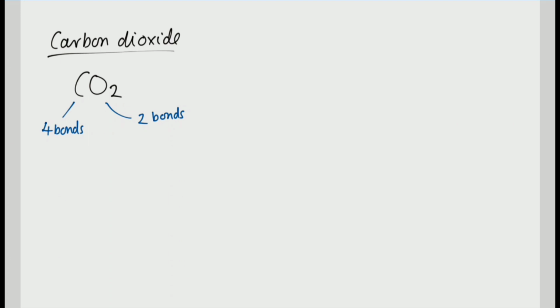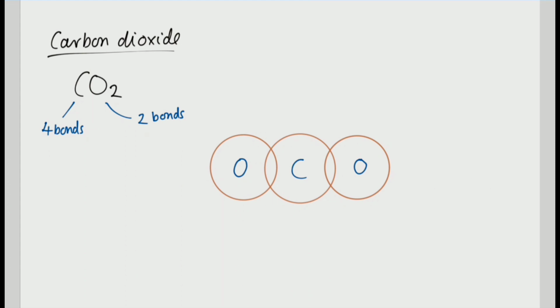We'll try putting the carbon in the center because it's going to form 4 bonds. And let's do that here. And we'll put the 2 oxygens on either side because they're going to form 2 bonds each. So now the energy levels are overlapping. So the first thing we're going to do is add the electrons of the carbon atom.